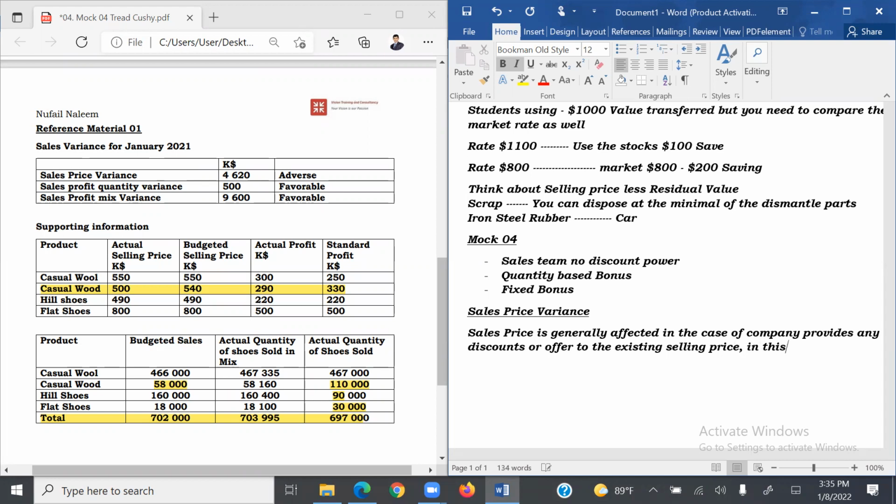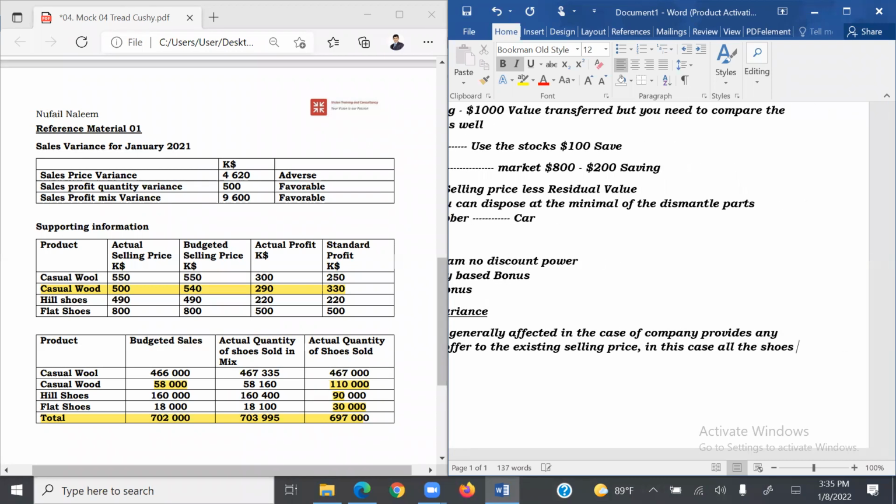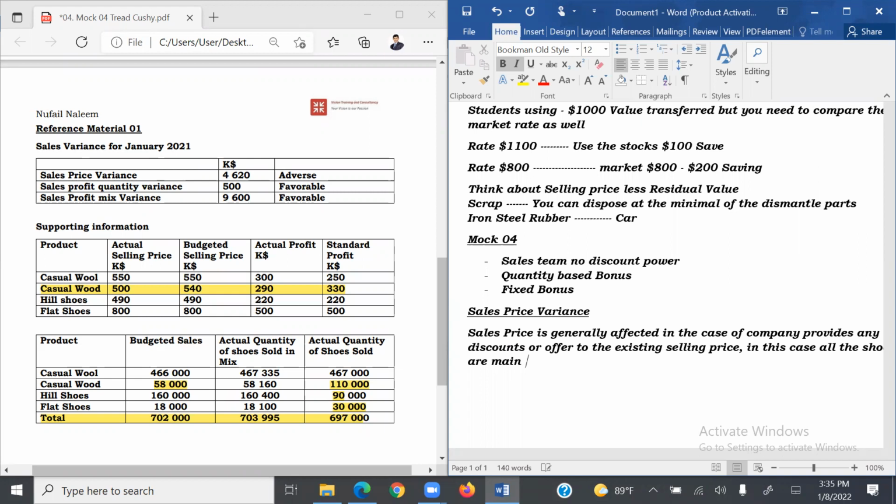In this case, all the shoes are maintained at the stable price, but only the casual wood shoes have a discount element. Only in the casual shoes, students, you get a discount element. Get that point of view very clearly.